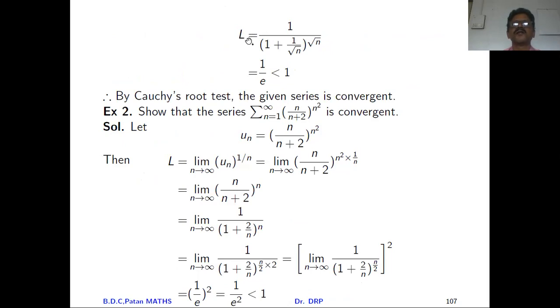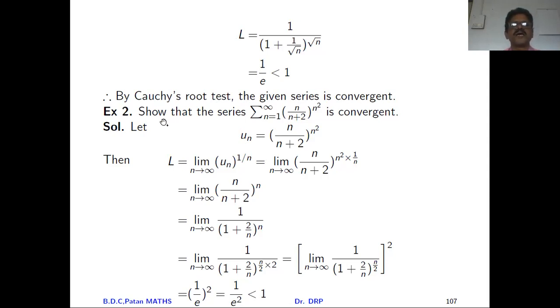Here L equals the limit as n tends to infinity of un raised to 1 upon n, which is equal to, on the right hand side, the limit as n tends to infinity of 1 upon (1 plus 1 upon square root of n) raised to square root of n. And the numerator 1 remains as it is. The limit of this quantity as n tends to infinity, you will get as e, and its value you will get to be less than 1. And if you get L to be less than 1, then by Cauchy's root test, the given series is said to be convergent.